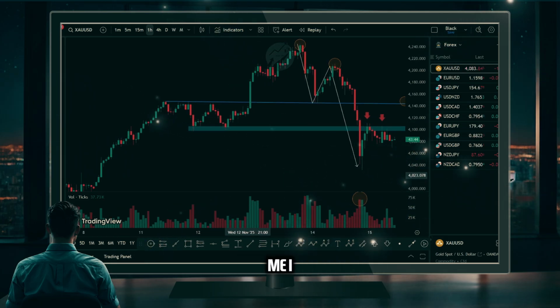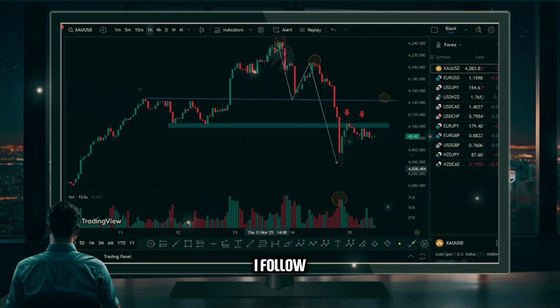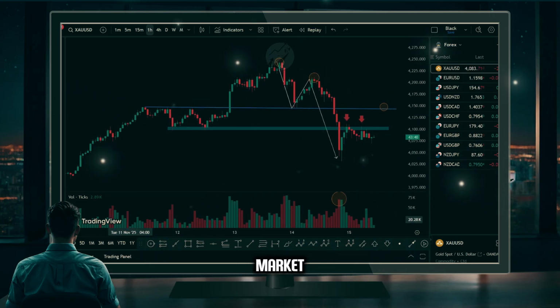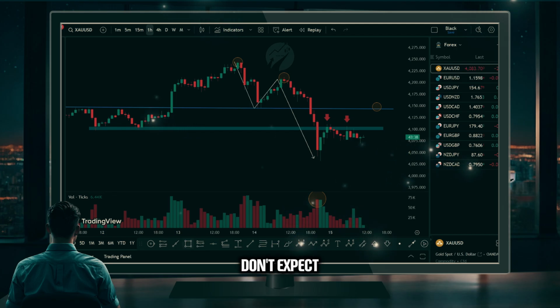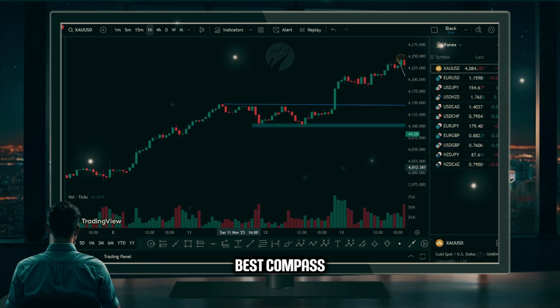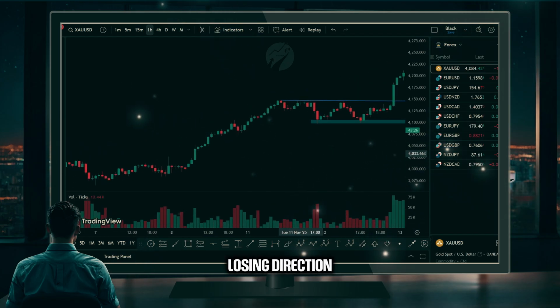But one thing helped me. I don't try to control price, I follow it. I don't argue with the market, I read it. I don't expect the market to behave as I predict, I react to what it shows. Trend lines are not magical, they are compasses. But if you place your emotions on the scale, even the best compass won't save you from losing direction.